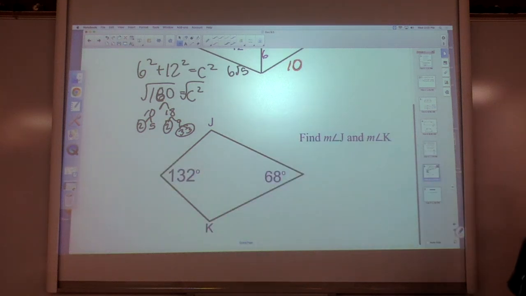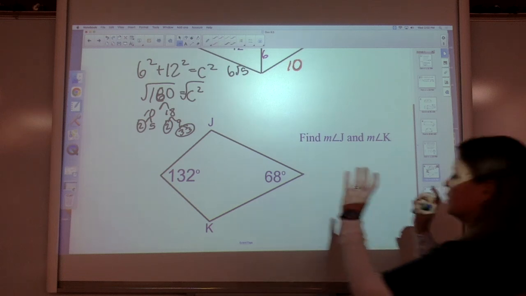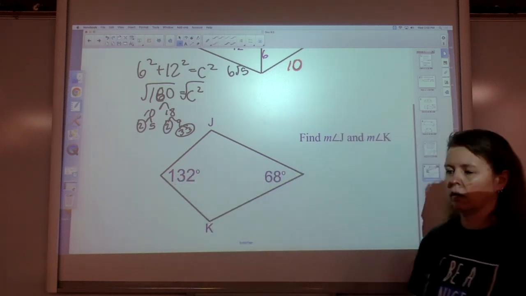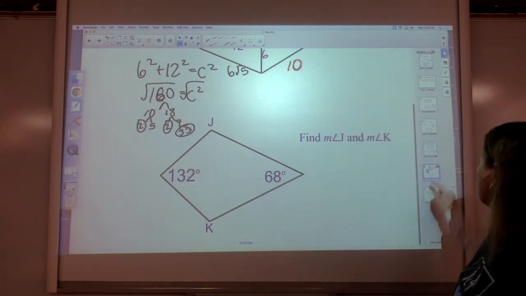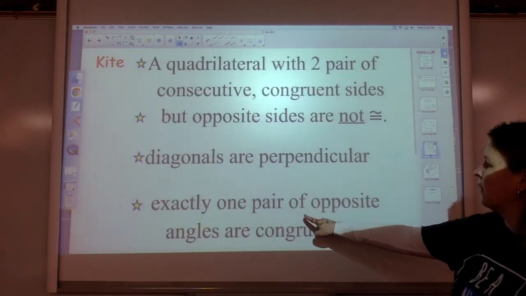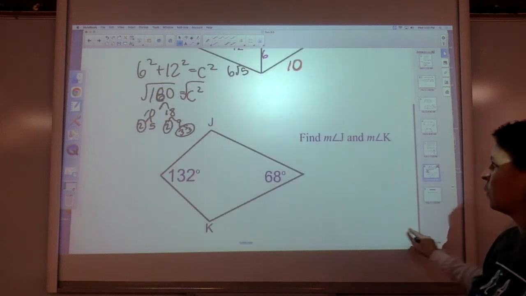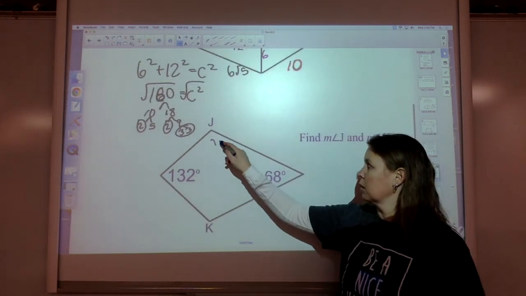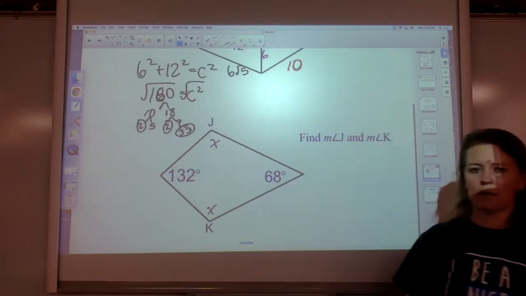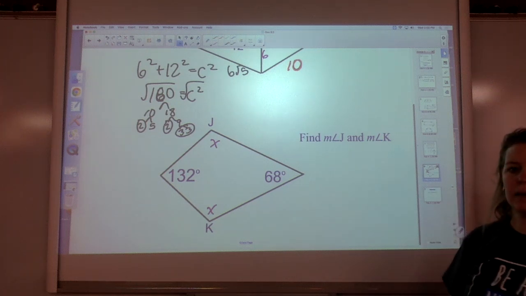Last one. Find the measure of angle J and the measure of angle K. We've got to get a little creative here. They gave us the two angles that are not congruent to each other. But we do know that exactly one pair of opposite angles are congruent to each other. So if one pair of opposite angles are for sure congruent, we can call them both the same variable. Instead of J and K, we would call them both X.